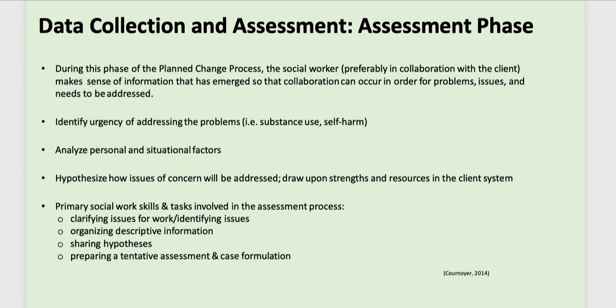During the data collection phase, the social worker, in collaboration with the client, is making sense of information that has emerged so that their collaboration can occur usefully in order for the problems, issues, and needs to be addressed. You identify the urgency of addressing the problems as well. There are certain areas that perhaps need attention first, such as substance abuse, threats of self-harm, or threats of harm to others. These are things which need to be dealt with quite immediately. So this is always something you want to look at in early phases of a treatment relationship.